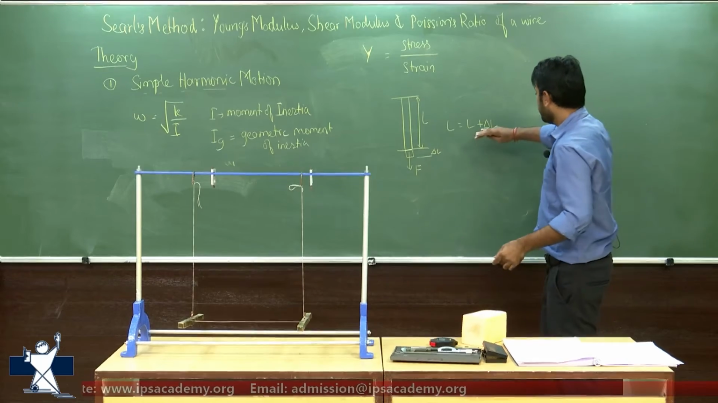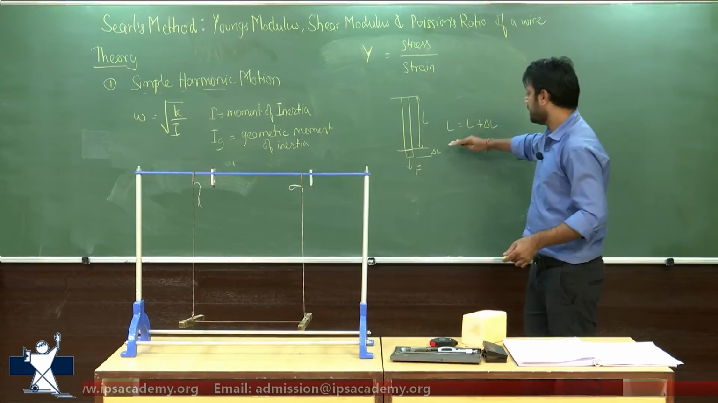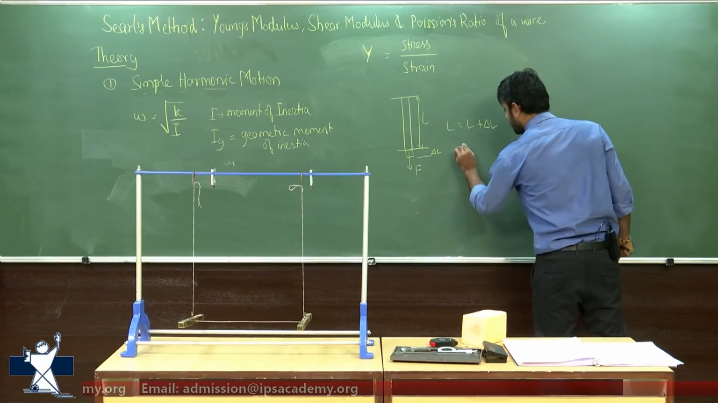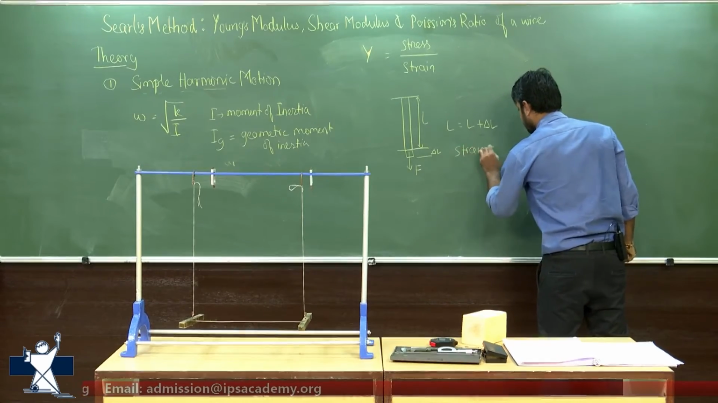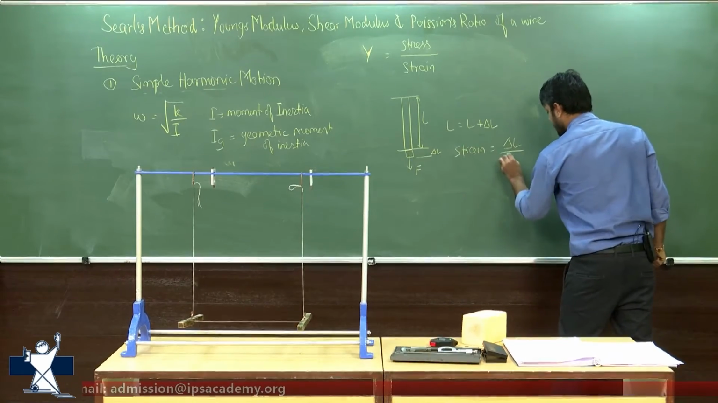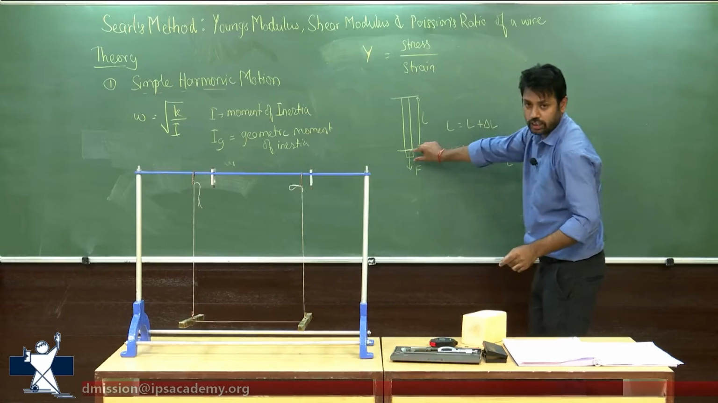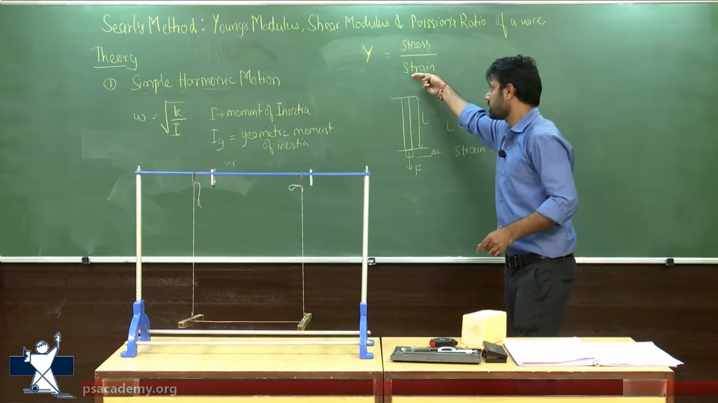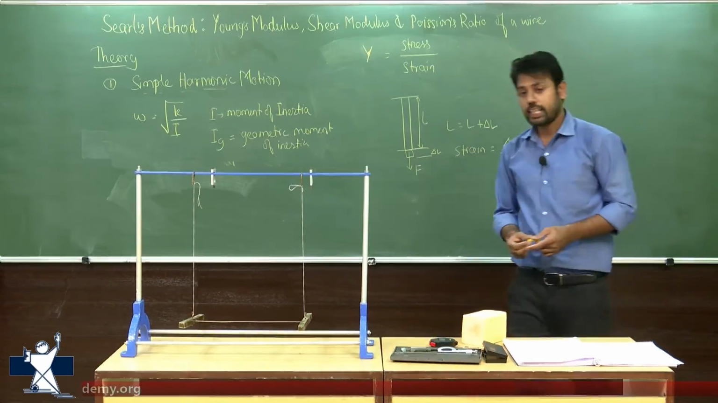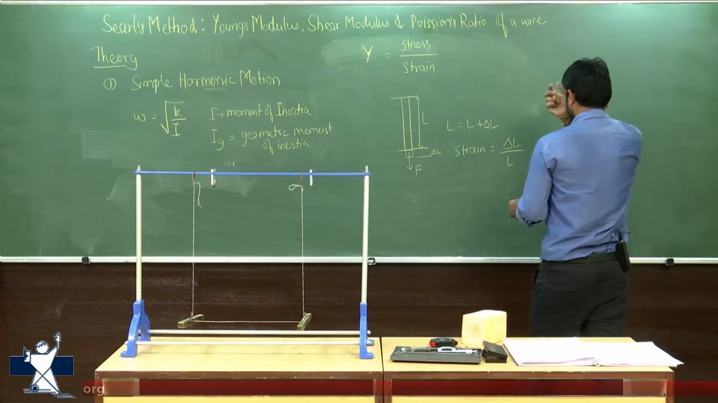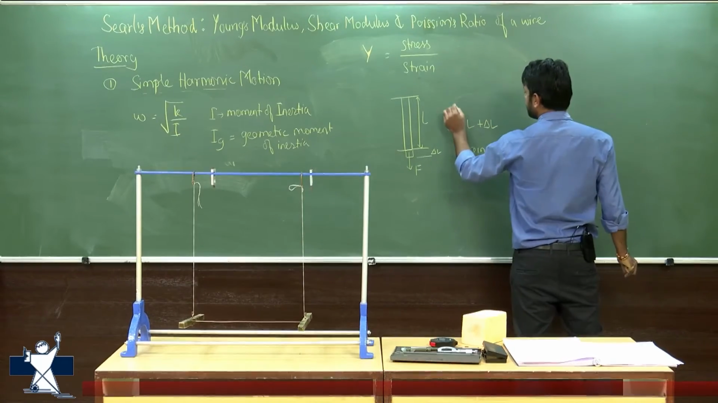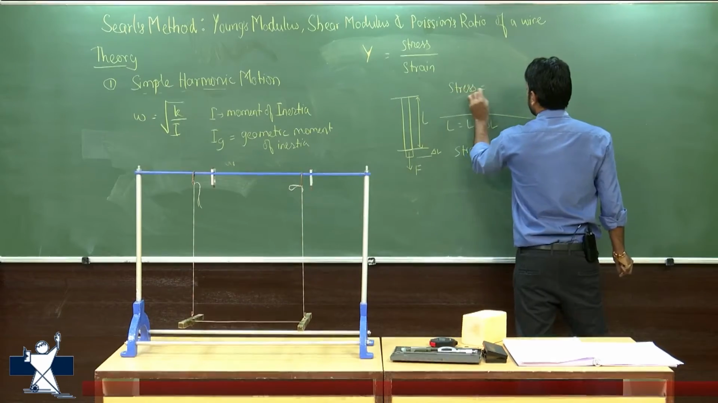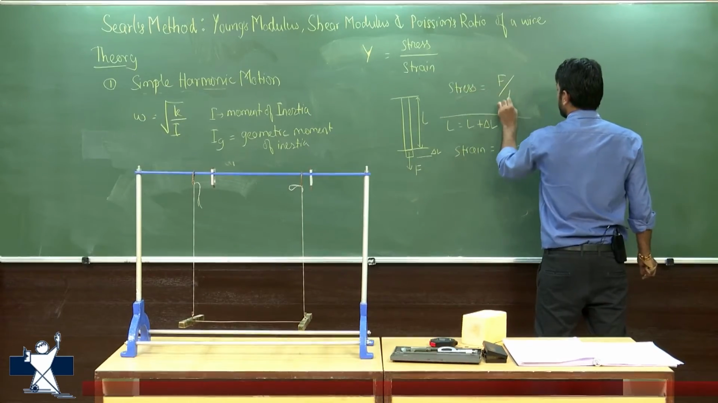So in this change of length, we can define strain as the ratio of delta L by L. So the change in length divided by the original length is called strain. Okay. So strain is a simple concept. Stress is another physical quantity which is defined as force per unit area.